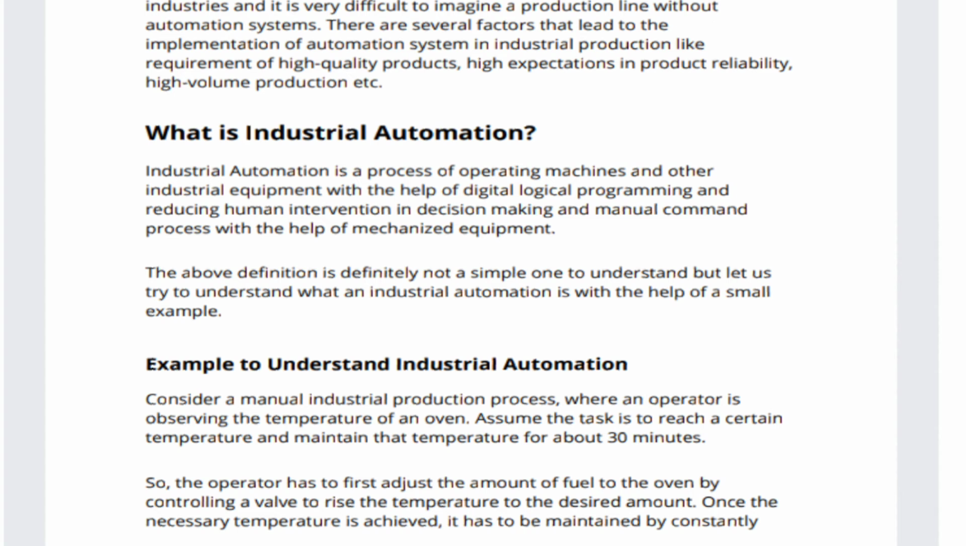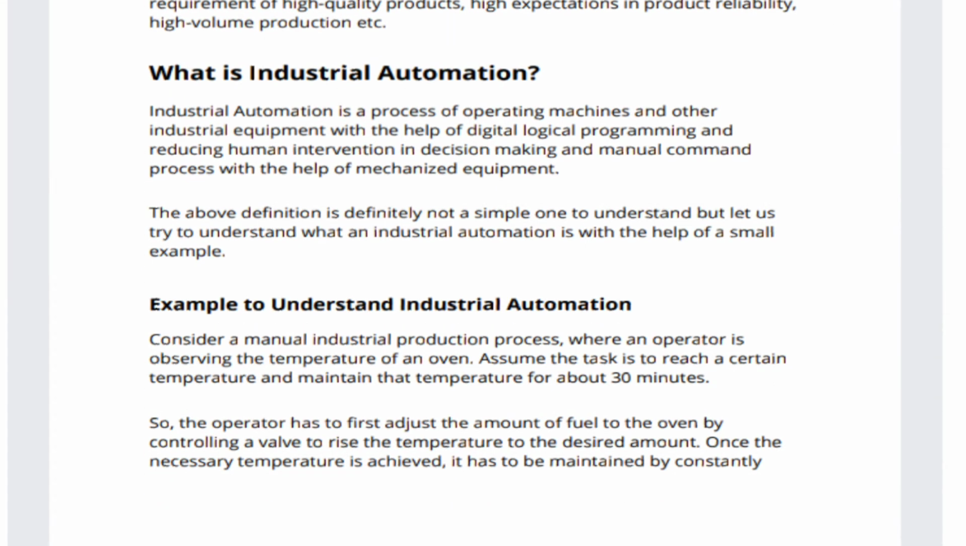Means elements of industrial automation is a whole subject. But what is industrial automation? It is very important to understand. So industrial automation is a process that is operated by machines and not by the intervention of human beings, or not manually. It is totally digital. So, an example to understand industrial automation.